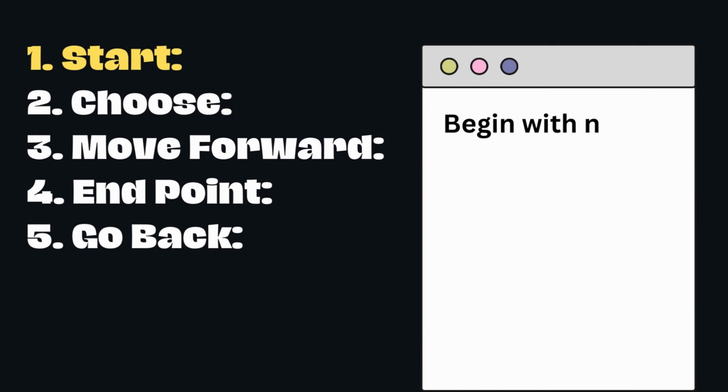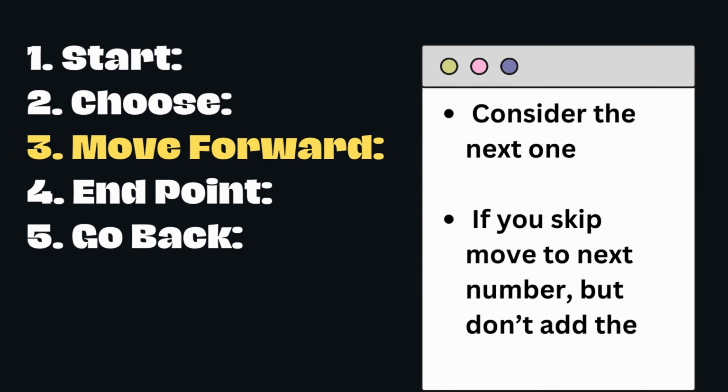Number 1, start. Begin with no numbers chosen. 2, choose. For each number, decide to use it or to skip it. 3, move forward. If you use a number, consider the next one. If you skip it, also move to the next number, but without adding the current one.